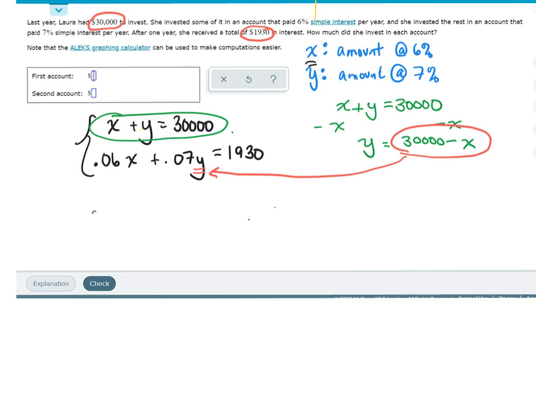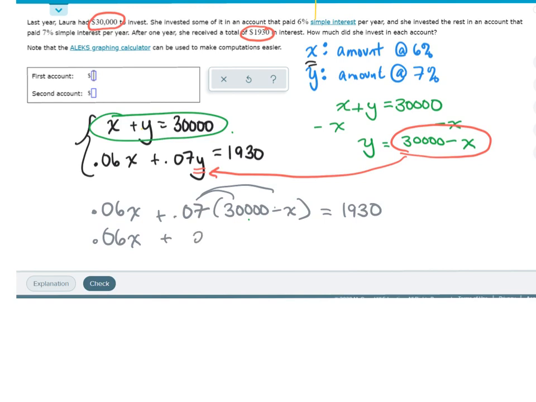So plugging it in, I get 0.06x plus 0.07, and instead of y, I'm going to put 30,000 minus x, and that will equal 1930. So now you see we only have one variable. Now it's an algebraic equation, not the prettiest, but one we can deal with. So I'm going to distribute the 0.07 by multiplying it to both of those. So I'm going to get 0.06x plus 0.07 times 30,000, which is 2,100, minus 0.07x equals 1930.